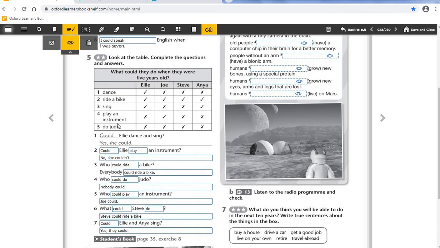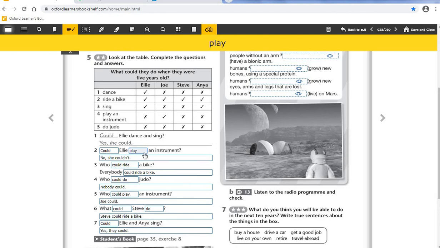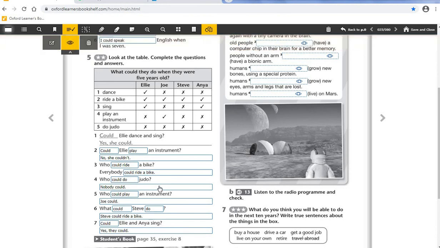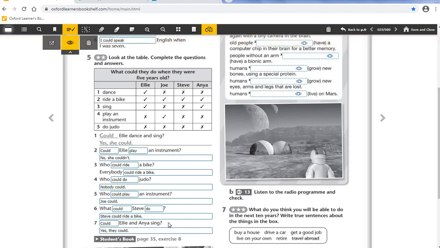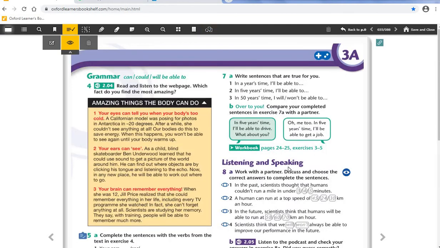Okay. Could Ellie dance and sing? Yes, she could. Could Ellie play an instrument? No, she couldn't. Who could ride a bike? Everybody could ride a bike. Who could do judo? Nobody could. Who could play an instrument? Joe could. What could Steve do? Steve could ride a bike. Could Ellie and Anya sing? Yes, they could.